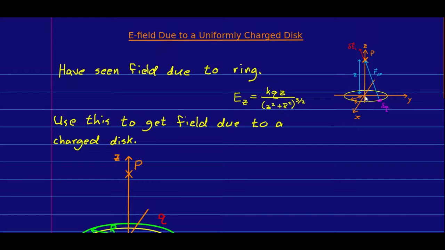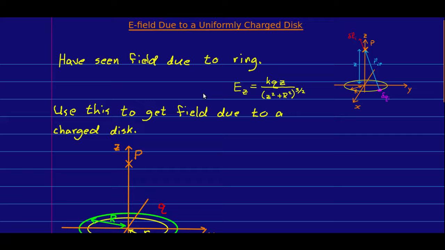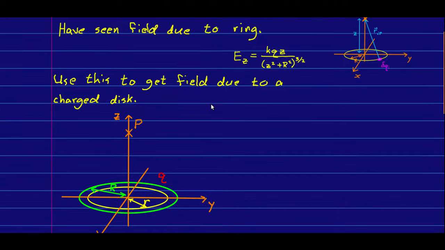We had a ring of radius capital R, and we're looking at a point P on the z-axis, which is the symmetry axis of the ring. And we broke it up into little pieces and integrated and found that this was the z component of the E field at point P, and by symmetry, the x and y components were 0. So now we're going to do the same thing for a disk, but we're going to use this expression that we already have for the ring to get the field due to a disk.